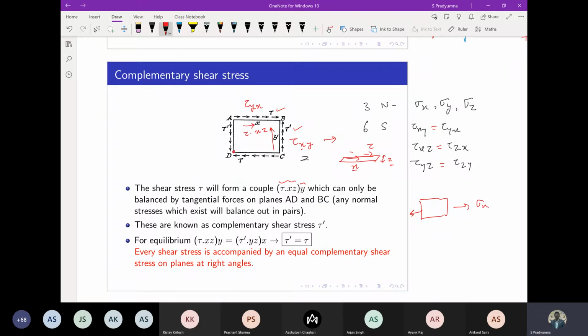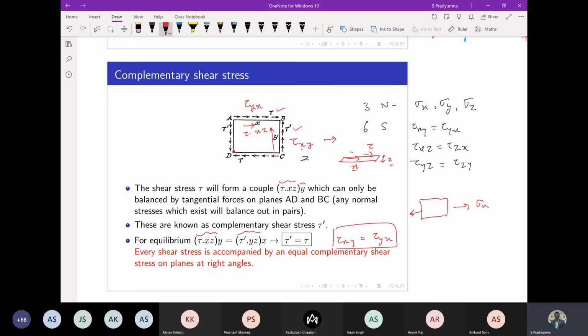So we call that, if tau is the shear stress you are applying, tau dash is the complementary shear stress. To maintain the equilibrium, the moment about point D or any other point has to be balanced. So for the equilibrium, tau into xz into y is the moment about point D because of tau, and tau dash into yz into x is the moment because of tau dash, or tau dash is equal to tau xy. They have to be balanced. Therefore, we can say that tau xy is equal to tau yx.